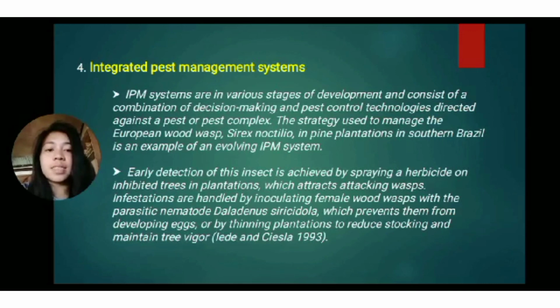Early detection of this insect is achieved by spraying a herbicide on inhabited trees and plantations, which attracts attacking wasps. Infestations are handled by inoculating female wasps with the parasitic nematode, Deladenus siricidicola, which prevents them from developing eggs, or by thinning plantations to reduce stocking and maintain tree vigor.